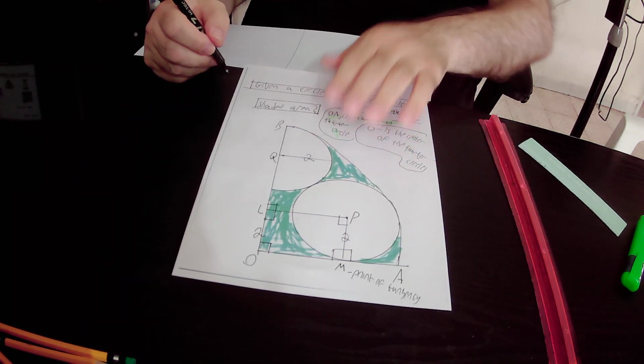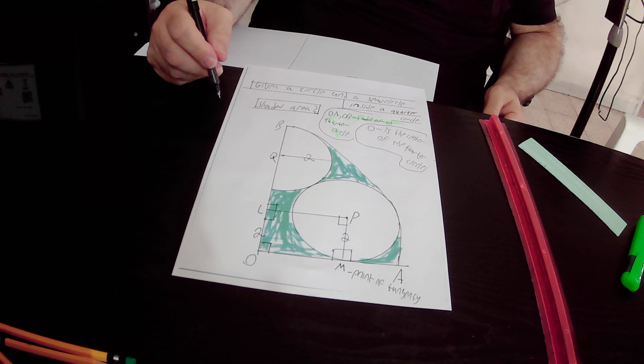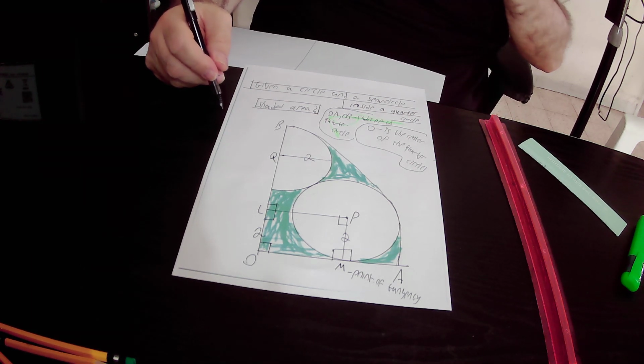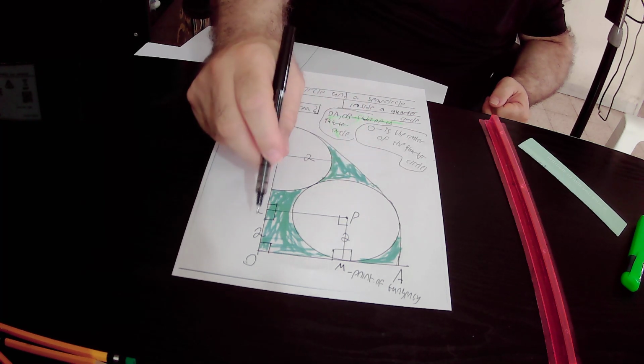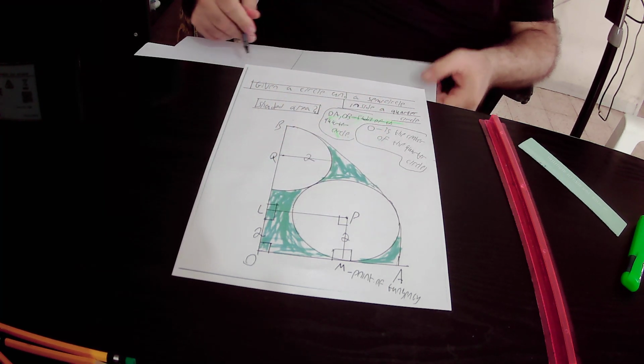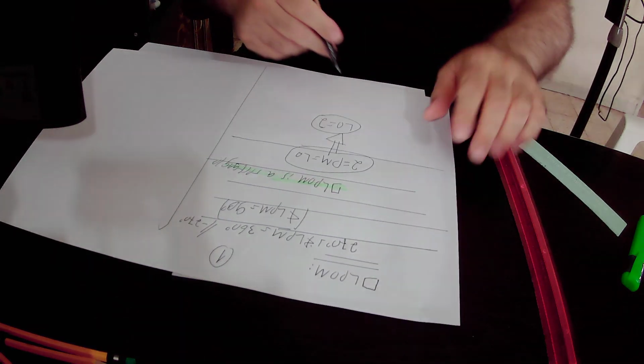Likewise, according to the same rule that the opposite sides of a rectangle are equal to each other, we will get that in rectangle LPOM, side LP must be equal to side OM. LP equals OM.